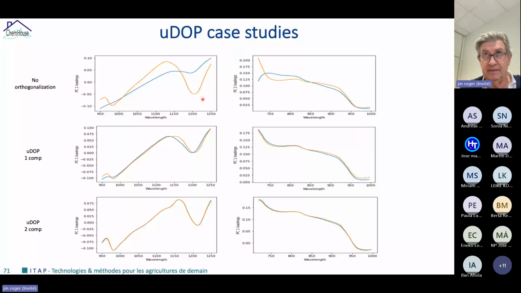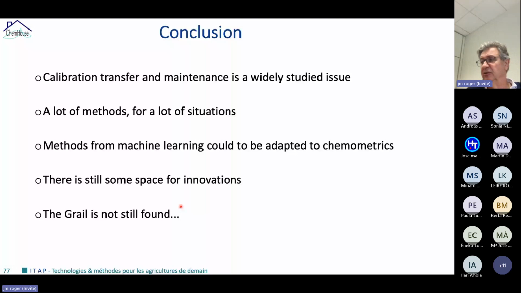Okay. So we arrive at the conclusion. I think I am on time. So calibration transfer and maintenance is a widely studied issue. In fact, there are a lot of problems to solve, a lot of methods for a lot of situations. I think I have shown you a lot of different situations and a lot of different methods.